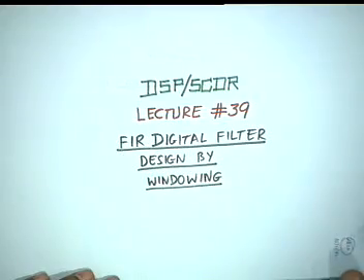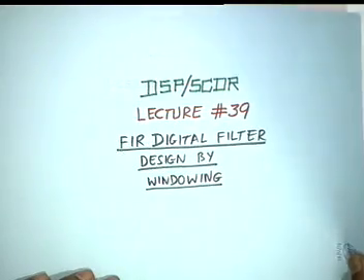39th lecture, and our topic today is FIR digital filter design by windowing. This is one of the most popular techniques for FIR filter design, and we shall discuss this in some details.